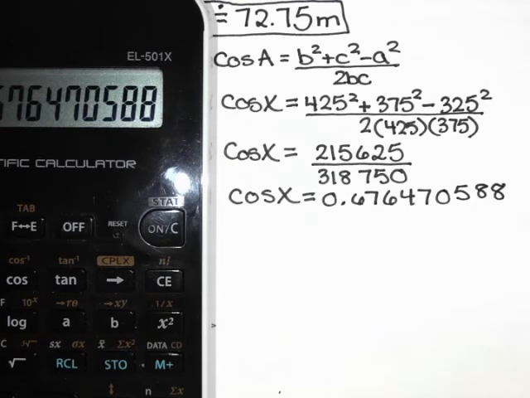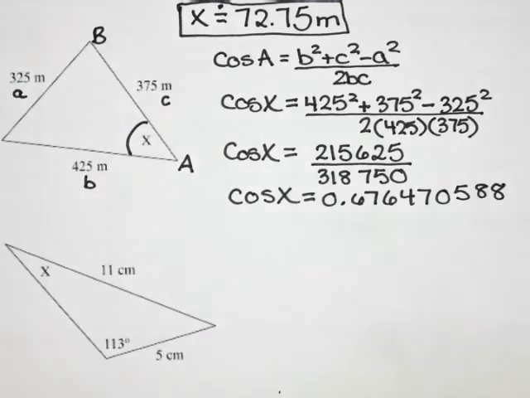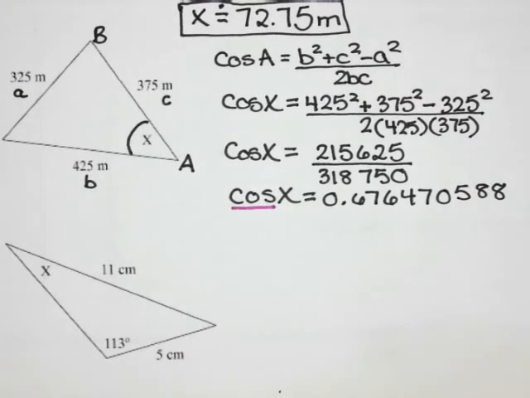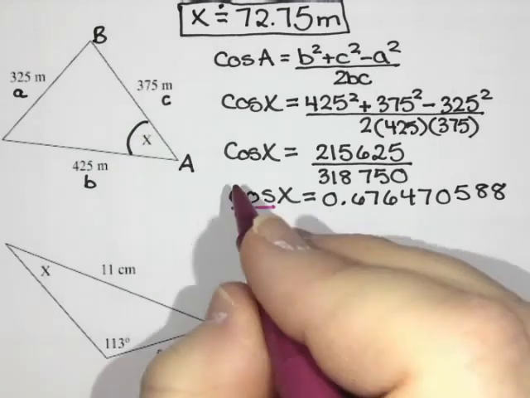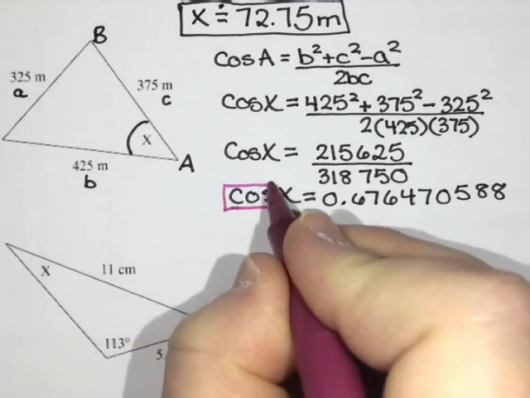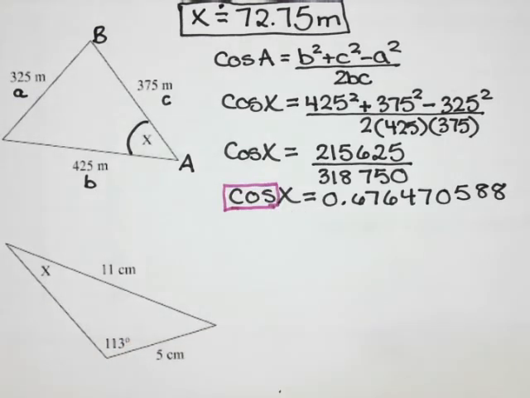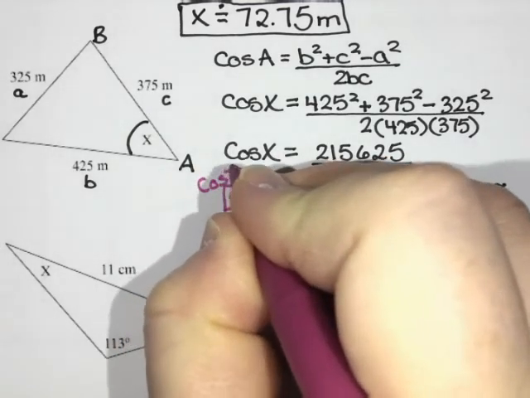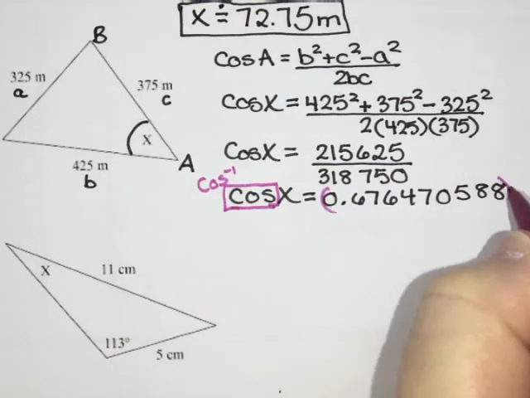0.676470588. And then my last step is to try to get rid of the cosine. So anytime you're solving for an angle, you should be using an inverse cosine or an inverse sine, depending on which formula you're using. Anytime you're trying to get rid of just a cosine or a sine that doesn't have a number with it, that's when we know we're using the inverse. So I'm going to do the inverse cosine of both sides.